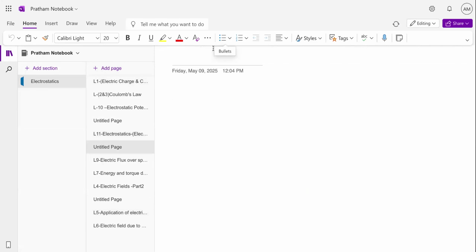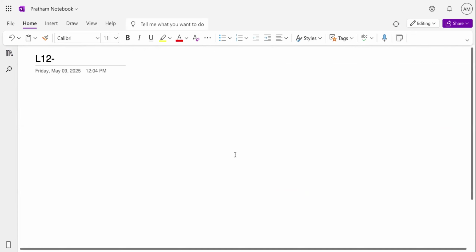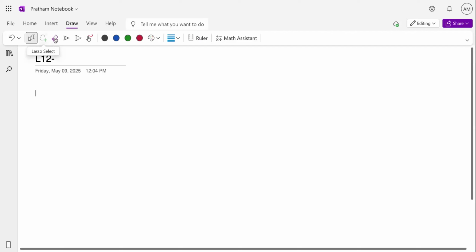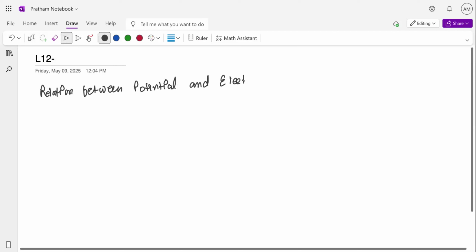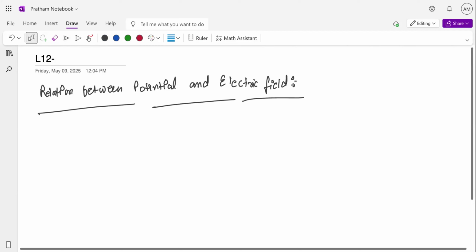So today we'll be starting with the topic: relation between potential and electric field. This relation is very important because in further upcoming chapters and topics we'll be using this as an application.